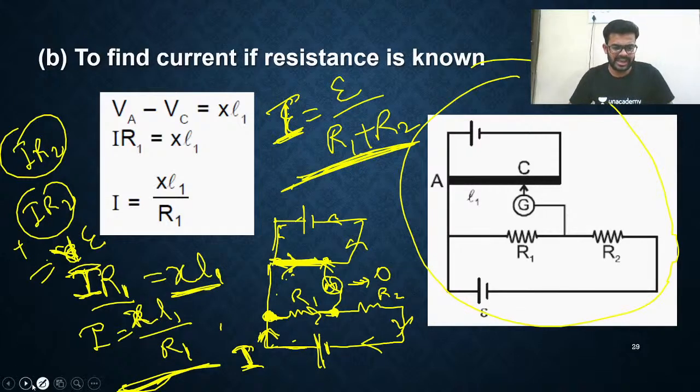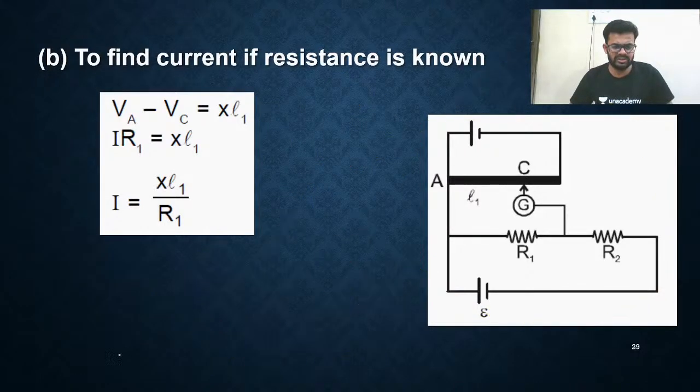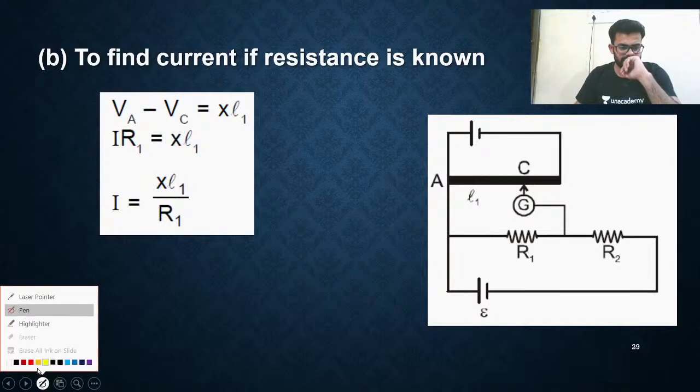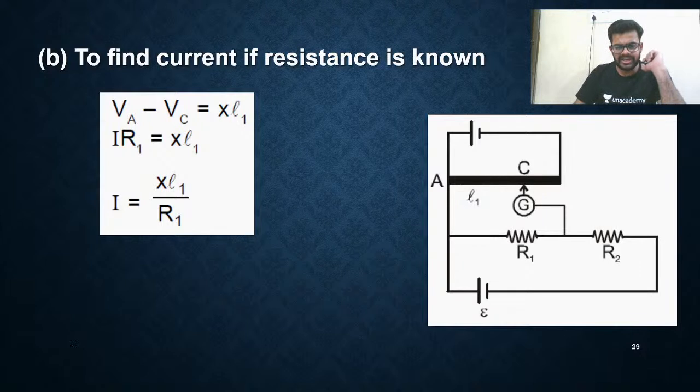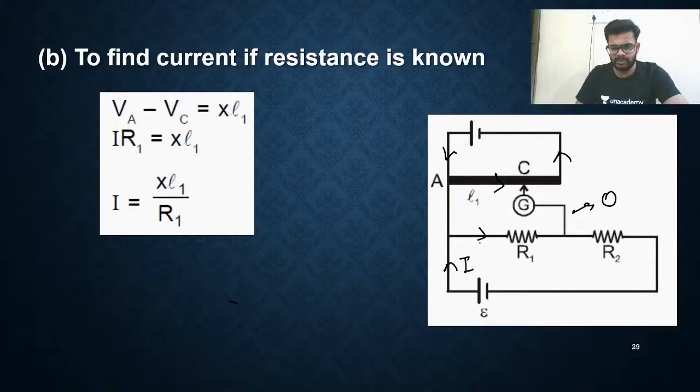Once again I am explaining, I think you are having confusion, so listen. You have this particular diagram. Let's say L1 is the balancing length, so current in the above circuit will be flowing like this only. No current is there in the galvanometer, zero deflection. Here current is I, and it flows the same in this. Now what can we do?